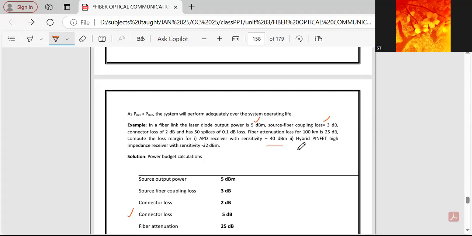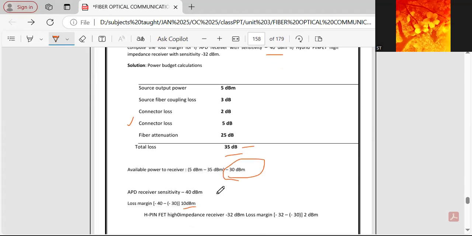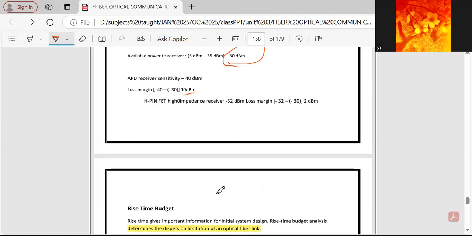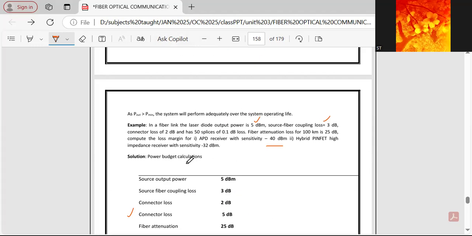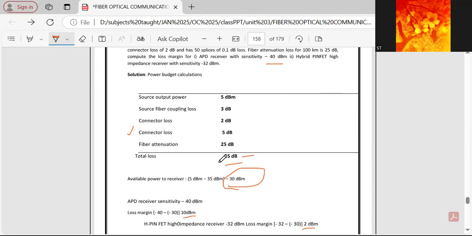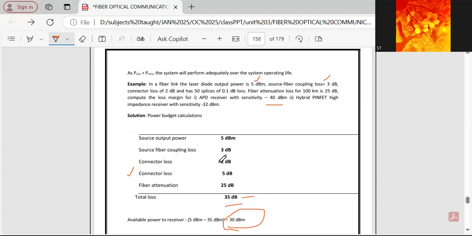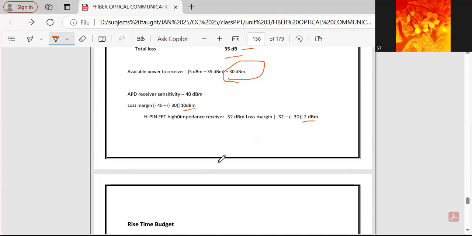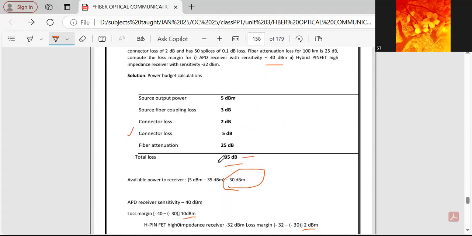Now, if a hybrid high impedance receiver with sensitivity minus 32 dB is used, then what will be the loss margin? That is minus 32 minus the available power to the receiver. So this will give a loss margin of 2 dB. So this is another example to calculate the link power losses with given losses and output power.